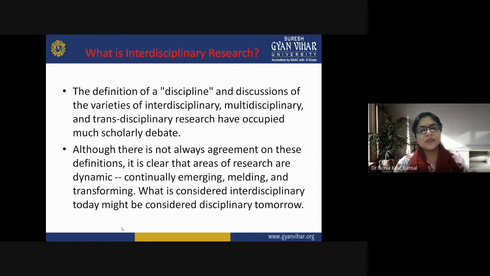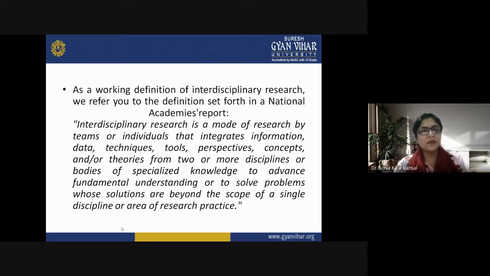So what is considered interdisciplinary today might be considered disciplinary tomorrow. Because when you are studying two disciplines together, maybe after a few days the content you have understood from another discipline, for better understanding for future generations, will be considered in that discipline only. So this is what interdisciplinary research is.